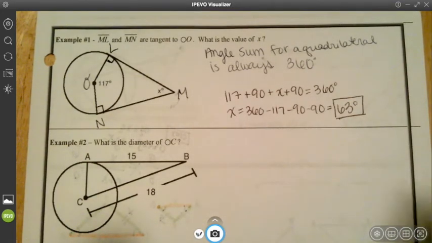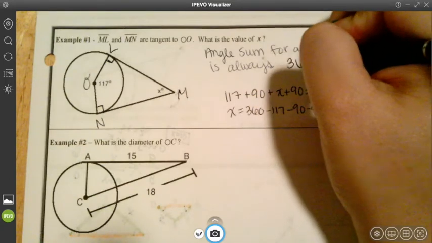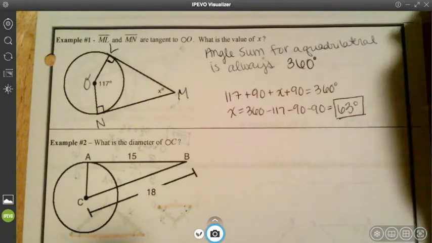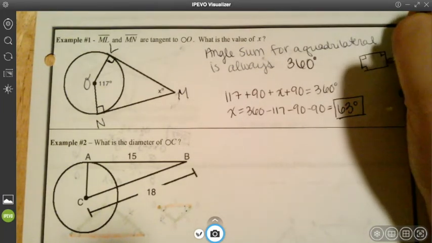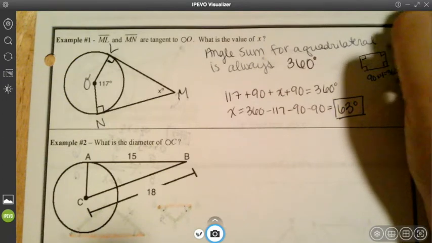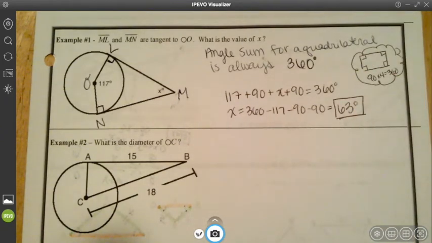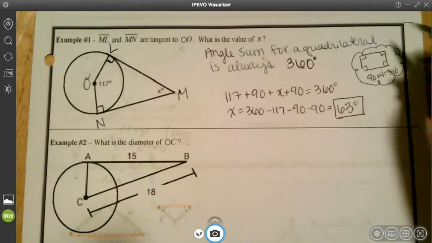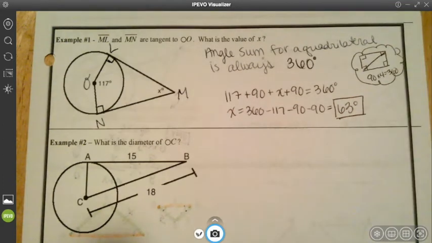If you forget the angle sum for a quadrilateral, you can always think of a square or a rectangle has 4 right angles, and 90 times 4 is 360. So that's kind of a quick check for angle sum for a quadrilateral. You can also think that it divides into 2 triangles, and 180 times 2 is also 360.